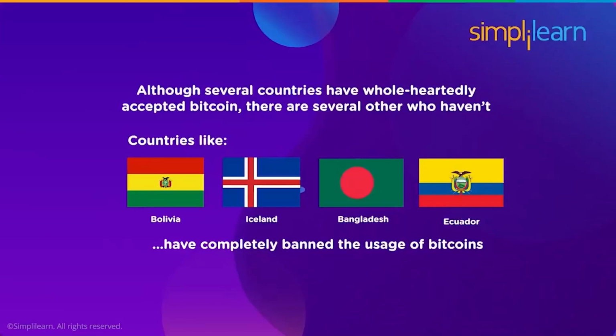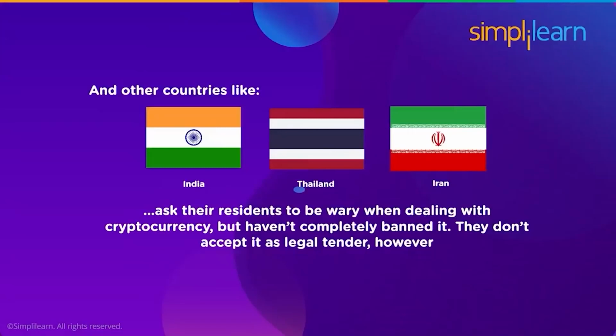Now, although several countries around the world, like Canada and America, have wholeheartedly accepted Bitcoin, there are some that haven't. Countries like Bolivia, Iceland, Bangladesh, and Ecuador have completely banned the usage of Bitcoins. There are also countries like India, Thailand, and Iran who ask their residents to be careful while using cryptocurrencies. They haven't completely banned it, however. They do not accept it as a legal tender, though.